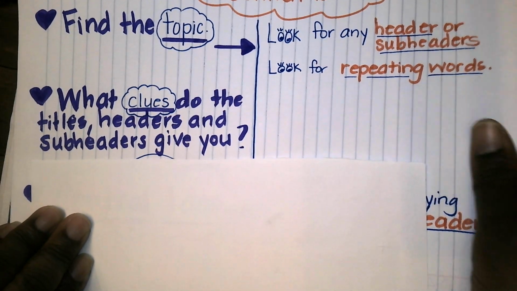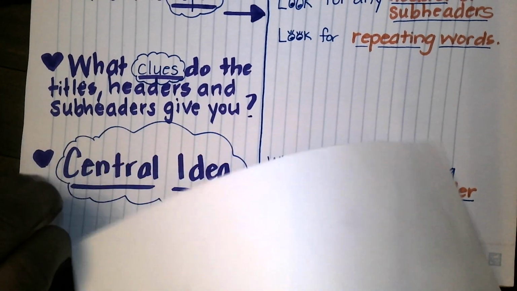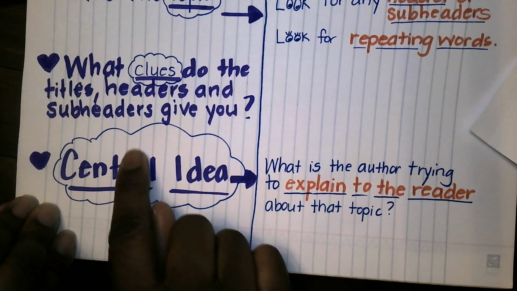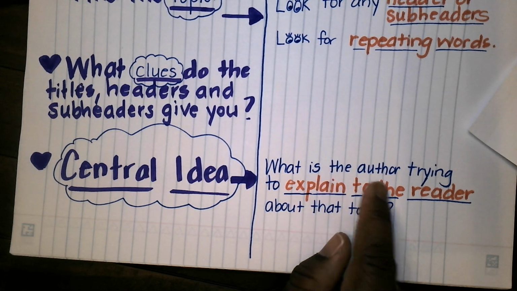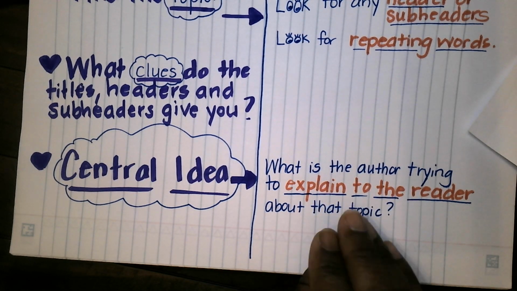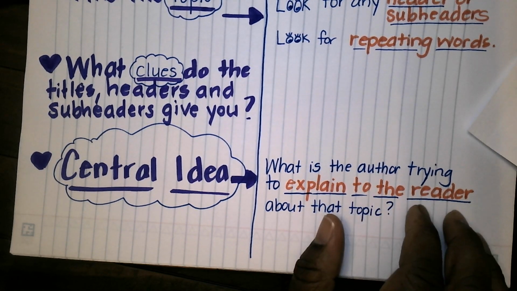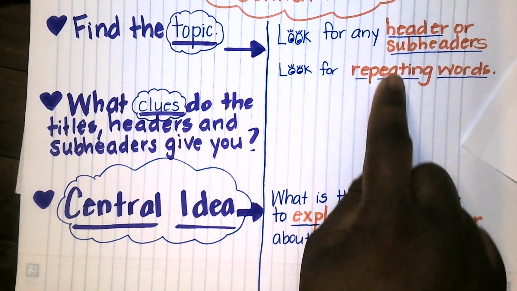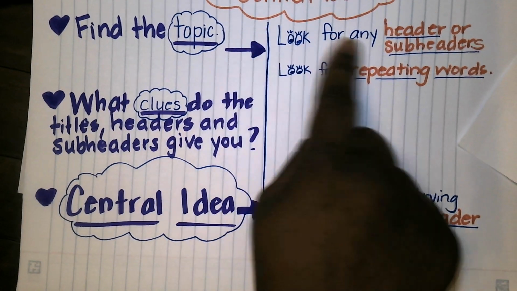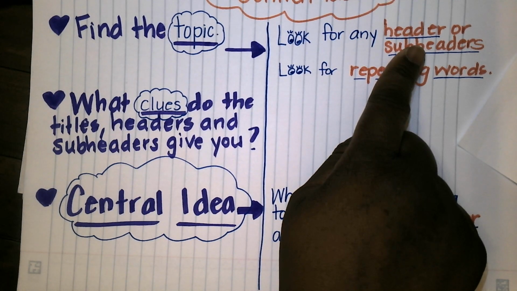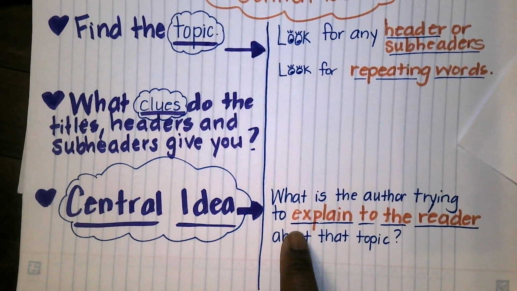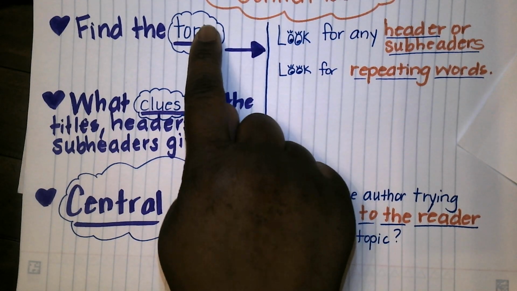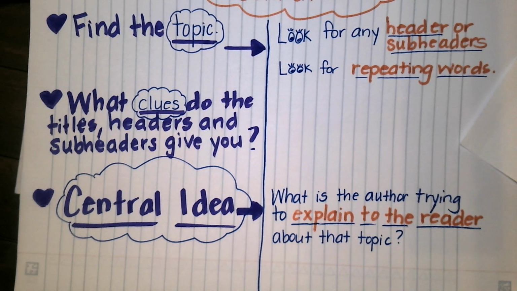Because the question that you want to be able to answer is this, and this will lead us to our central idea. What is it that the author is trying to explain to me, the reader, about this topic that I found? So whatever that topic is, what is it that the author's trying to teach me about that topic or explain to me about that particular topic? Okay? So we're going to go through these steps in the text.